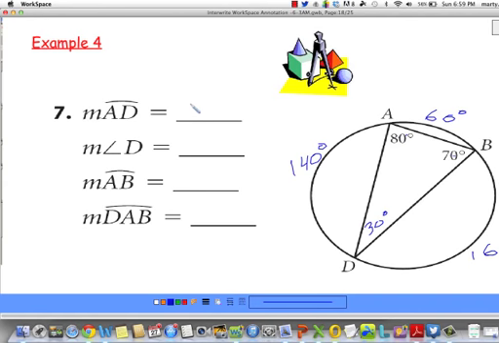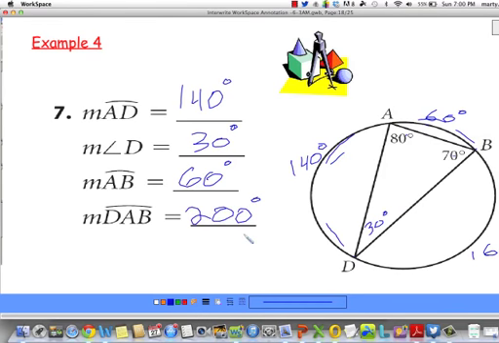Measure of arc AD has to be 140 degrees. Measure of angle D, 30 degrees. Measure of arc AB, 60 degrees. Measure of angle DAB, measure of arc DAB, D through A all the way to B, major arc, 140 plus 60, 200 degrees.